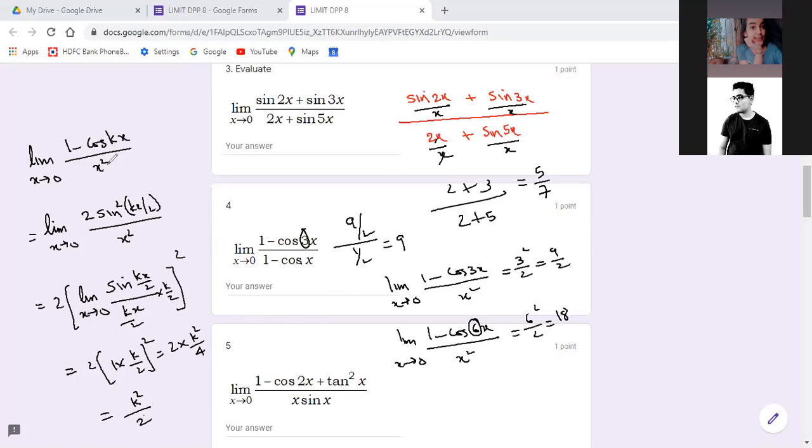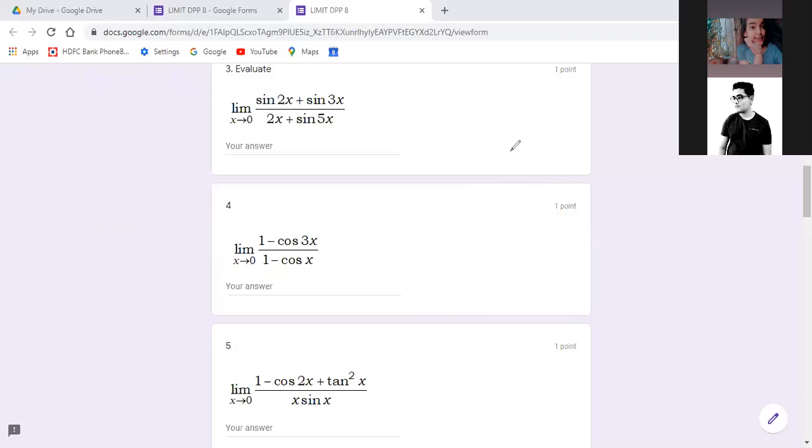That's why I made you do this. In last class, I asked you to do this: whatever the number here, the coefficient of x, square it and divide by 2, and you will get the answer directly. Are you hearing me? Okay. Use this idea to calculate mentally. You don't have to do the whole problem.